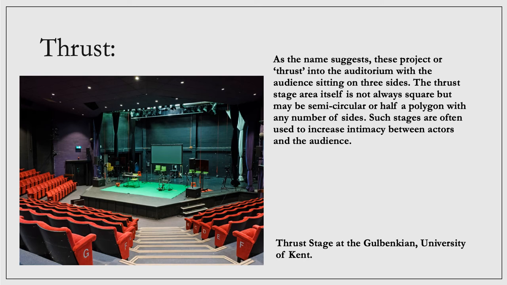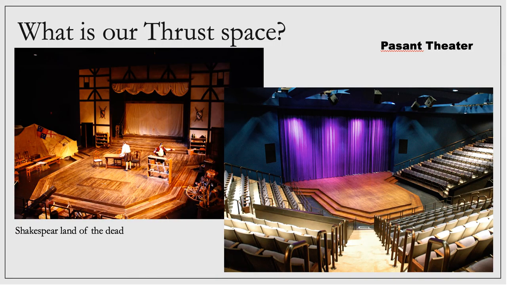The thrust theater is similar to a proscenium. The main difference is that the stage area comes out into the audience a little bit more, and the audience tends to be spread across three sides of that stage rather than being primarily on the front one side of the stage. Sometimes thrust stages have that proscenium arch, and sometimes they don't. Michigan State University's thrust theater is the Pasant, and it is located at the Wharton Center.